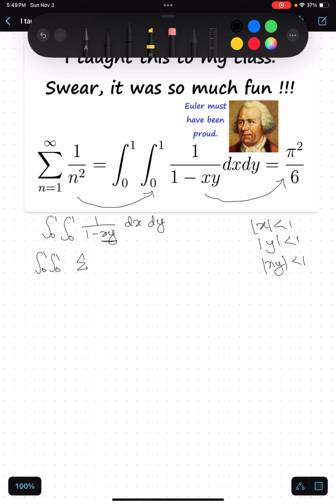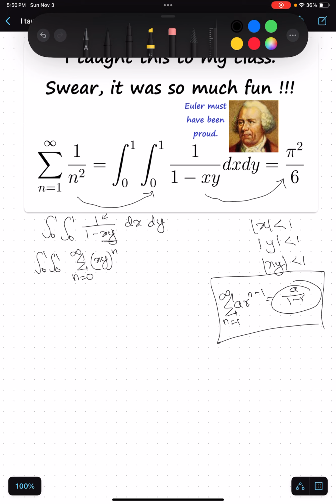Sum from n equals 0 to infinity of xy to the power n. Notice that over here the first term is xy to the power 0, which is 1, which is what should have been here, because the formula is a by 1 minus r for an infinite geometric series with first term a and ratio r. And over here, obviously the first term is 1, which is what is there in the sum, and the ratio is xy, which is what it should have been. Now I can write it as dx dy.